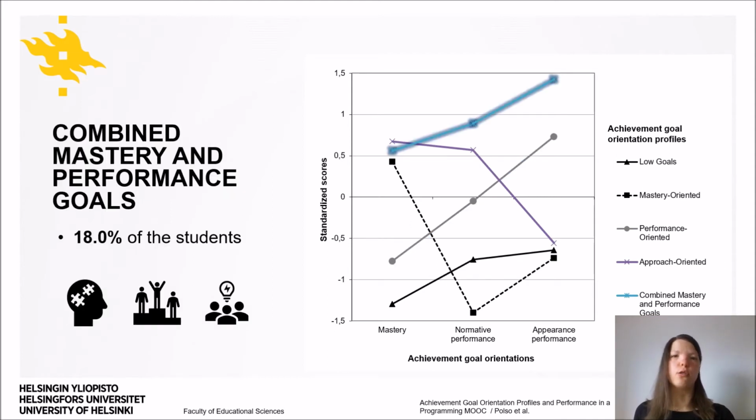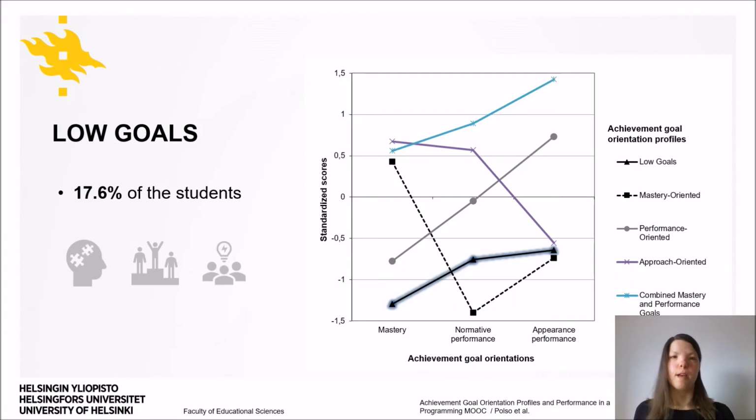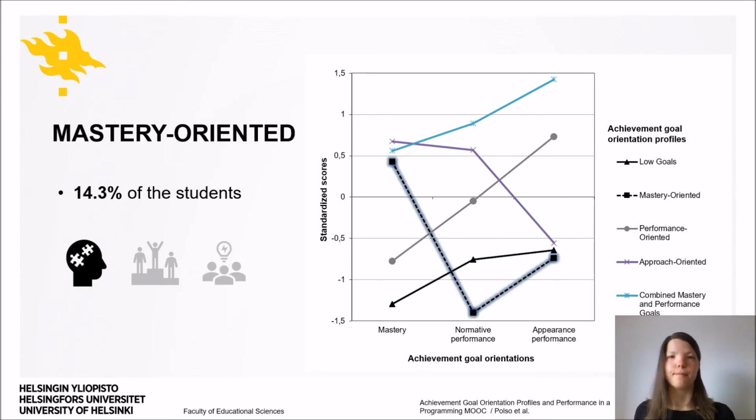Then there were students who held combined mastery and performance goals. They had high scores in every goal orientation. And in contrast, students with low goals were not much motivated by any of the goal orientations. Our final cluster, the smallest one, was mastery-oriented students. Their mastery goals were high, but both performance goals were low. So, that's about the profiles.